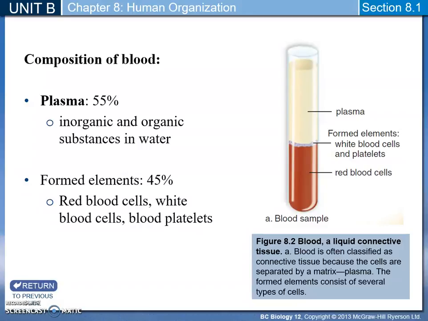And so if you were to take a blood sample and put it into a centrifuge, what they refer to as spinning it down, then you would get something that looks like this. You would have the plasma layer on top, and then the formed elements, generally the white blood cells and the platelets on top, and then the red blood cells making the bottom layer.